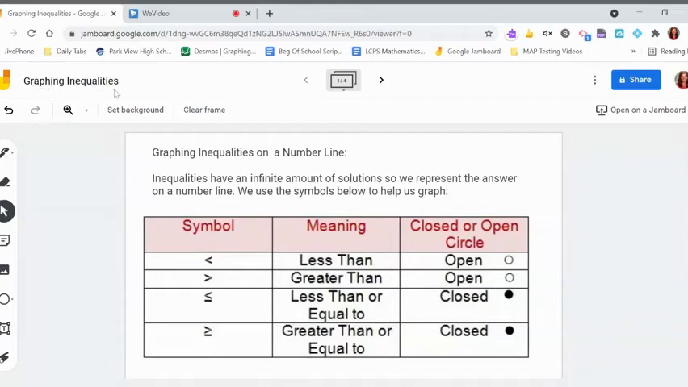Let's look at graphing inequalities. We're going to graph inequalities on a number line. Inequalities have an infinite amount of solutions, so we represent the answer on a number line. We use the symbols below to help us graph.